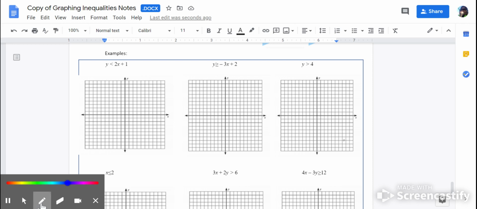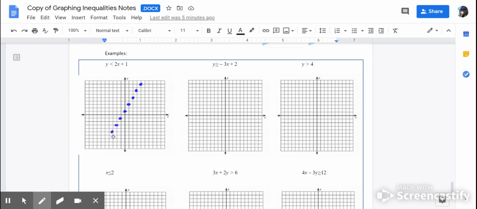We want to start our graph on our y-intercept. So here it is 1. So then we just follow our slope. We go up 2 to the right 1, up 2 to the right 1. When we run out of space, we can go back to our y-intercept and go down 2 to the left 1.